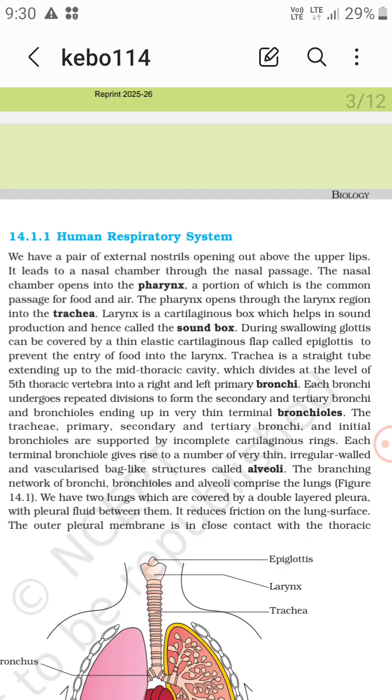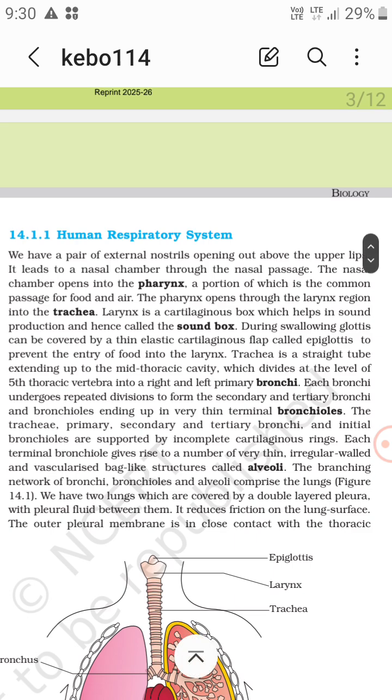Now the trachea is a straight tube extending up to the mid-thoracic cavity, which divides at the level of the fifth thoracic vertebra into left and right primary bronchi. Each bronchus undergoes repeated divisions to form the secondary and tertiary bronchi and bronchioles, ending up in very thin terminal bronchioles.